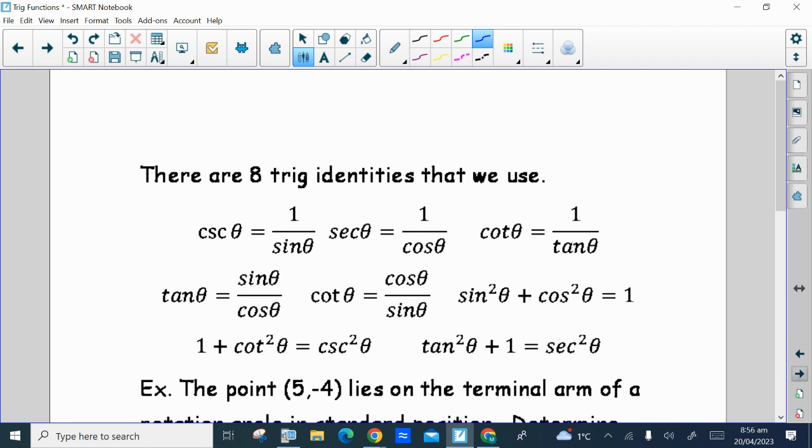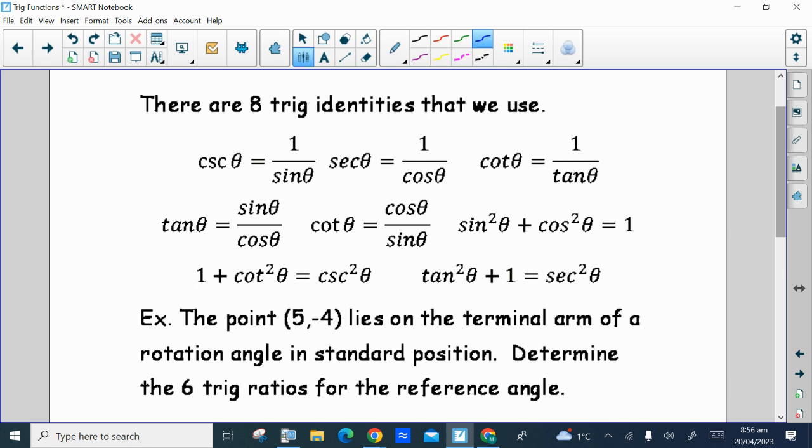We also looked at trig identities in 30-1. So those are the 8 that we use extensively. We already talked about these first 3. Those are our reciprocal ratios. We also talked about the fact that tan was sine over cos, therefore cotan was cos over sine. We use this Pythagorean identity extensively in 30-1. For all values of theta, (sine theta) squared, which is what sine squared theta means, plus (cos theta) squared equals 1. And then we had these other ones that came directly from the Pythagorean identity.